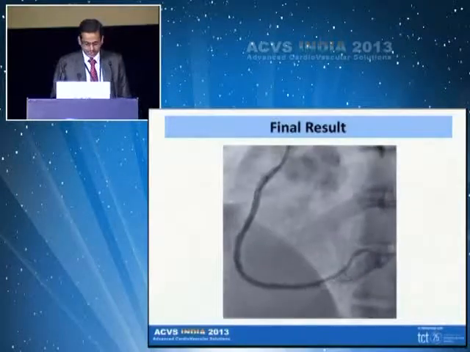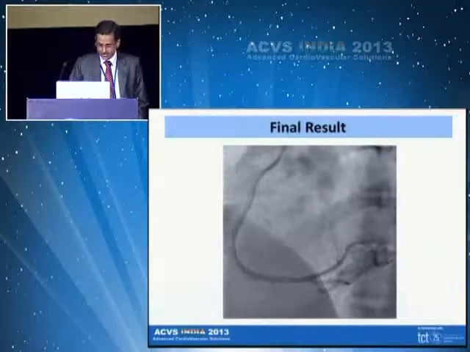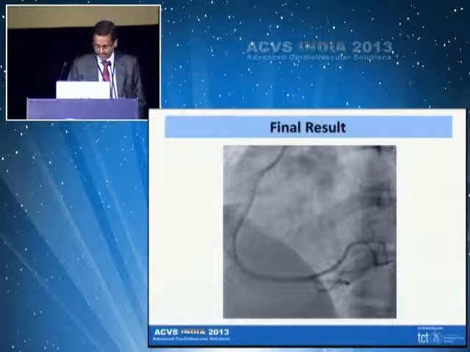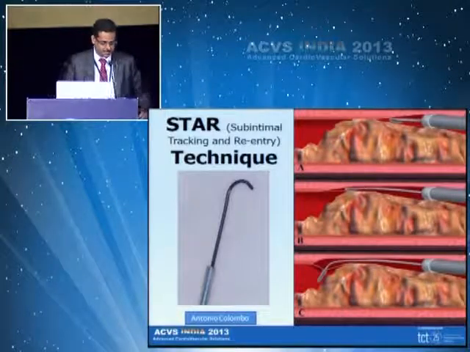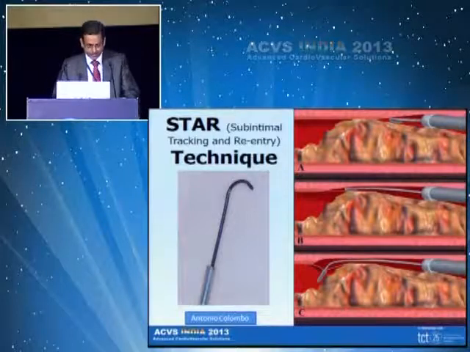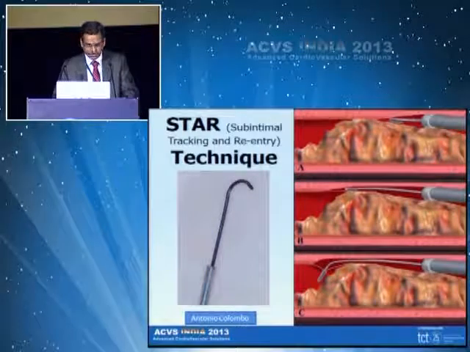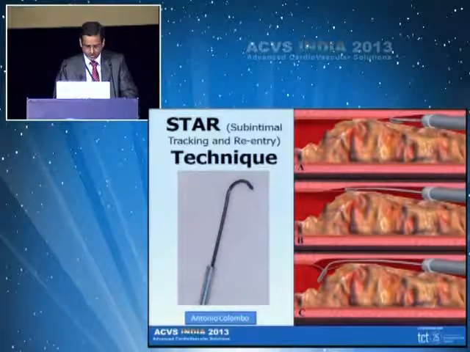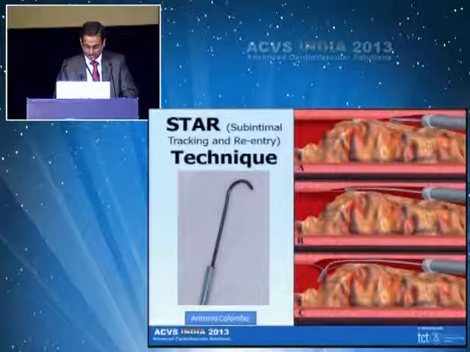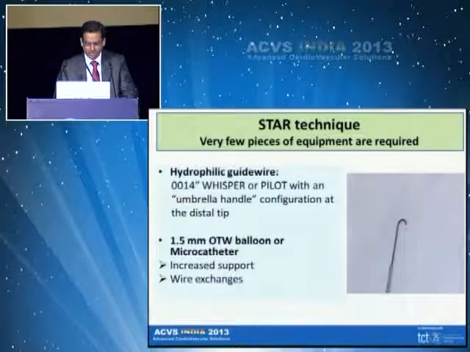So this is how we end up using IVUS many a times as an adjunct to a parallel wire technique. Then what is a star technique? When you're already in the subintimal track, most of the times we fail to use a parallel wire technique also. Rarely we use it as an intention to treat. It was described by Antonio Colombo to give a hydrophilic wire or a coated wire an umbrella shape at the tip. Generally we use a Whisper.